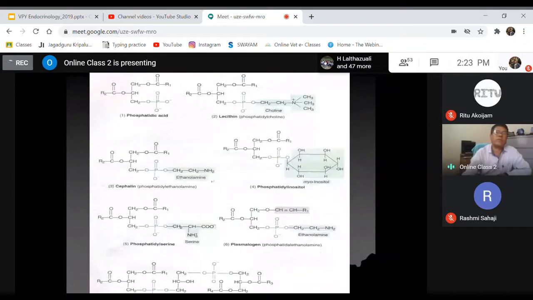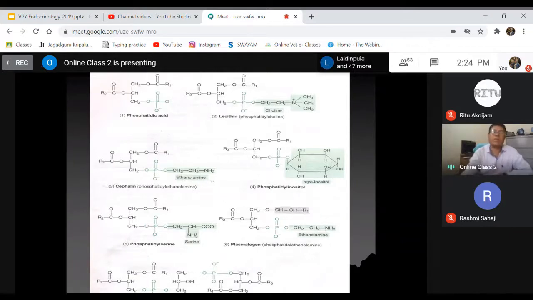Now this is the structure. You have the glycerol here. The OH groups attached to carbon number 1 and 2 have the fatty acids linked. So two fatty acids are linked to the OH groups at carbon number 1 and carbon number 2. Then to the OH group of carbon number 3, instead of a fatty acid, a phosphoric acid group is attached. This compound is called phosphatidic acid. And this phosphatidic acid is also a phospholipid.